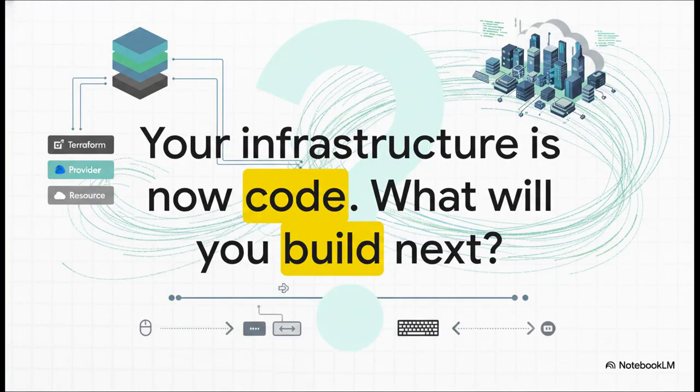So when you put it all together, what have we done? By defining our infrastructure in these simple blocks of code, we've created a process that's repeatable, that can be version controlled like any other software, and that makes collaboration a breeze. We've officially gone from clicks to code. The only question left is, what are you going to build next?